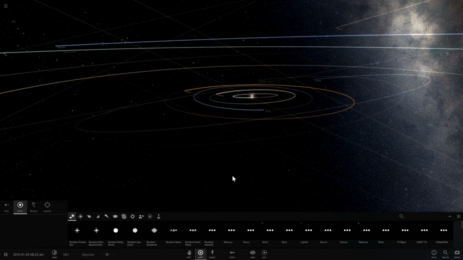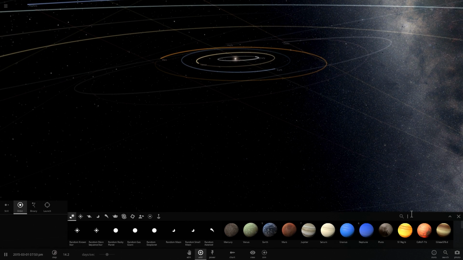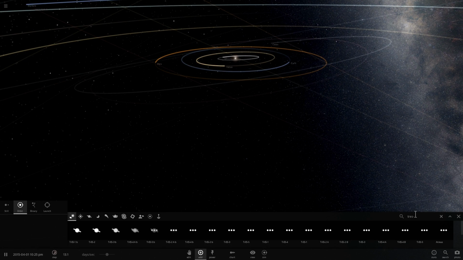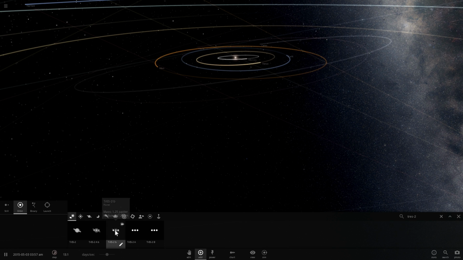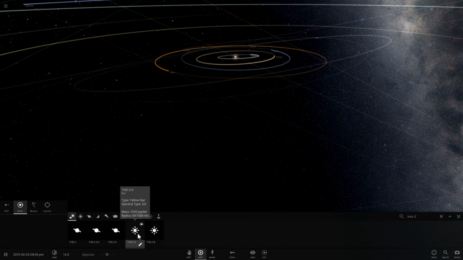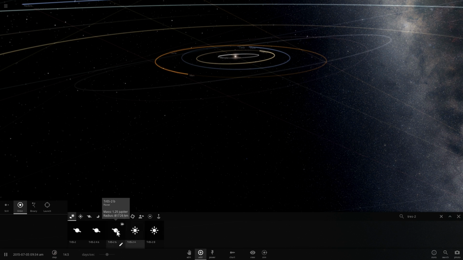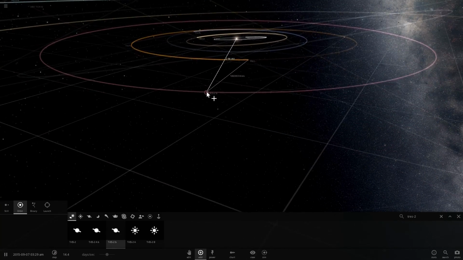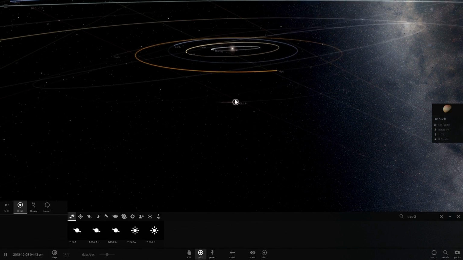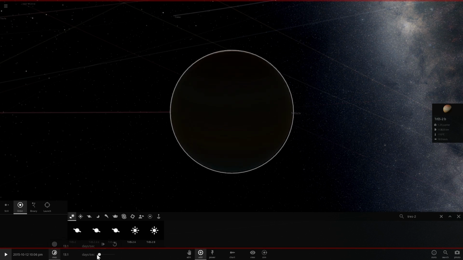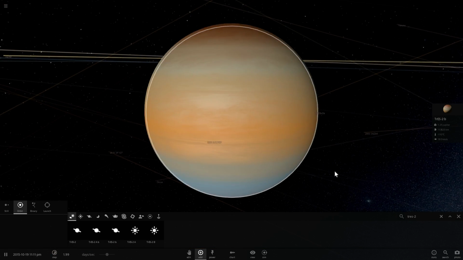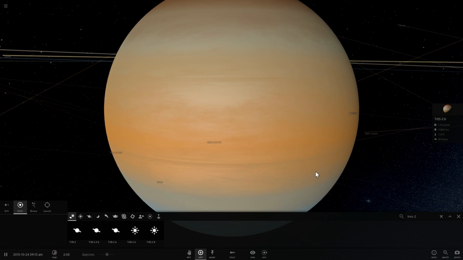If you go under Add right here and you type TrES-2, you'll see that there's both the planet and the binary star of which it's part of. Now, we're going to just place it here for now, just so I can show you what it looks like in this game. We're going to zoom into this, and so here's what it looks like in Universe Sandbox 2, but once again, this is not a real representation.